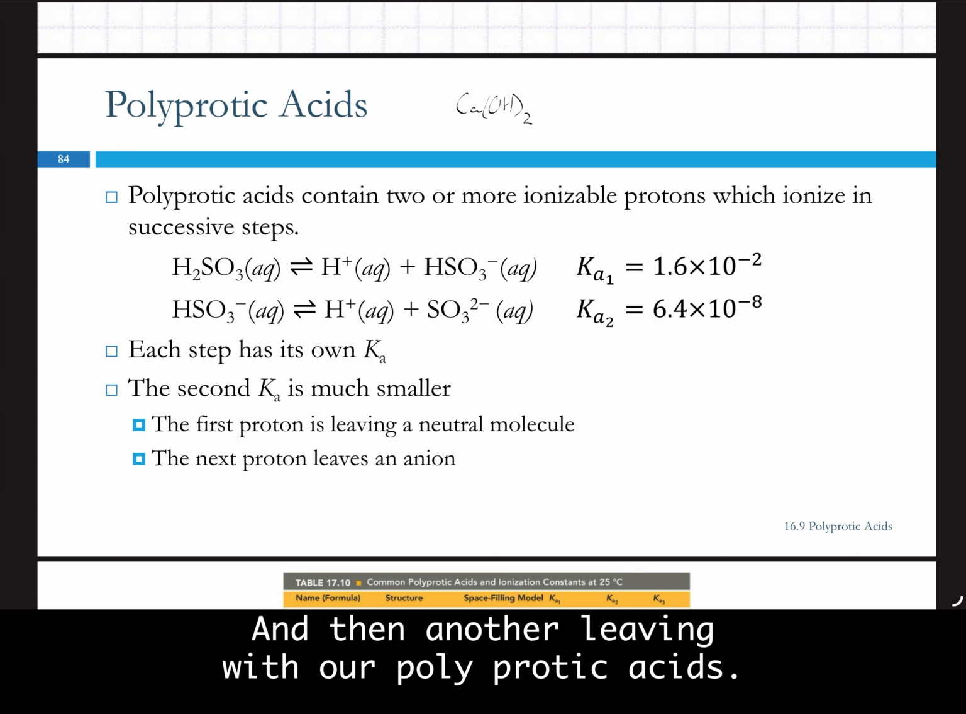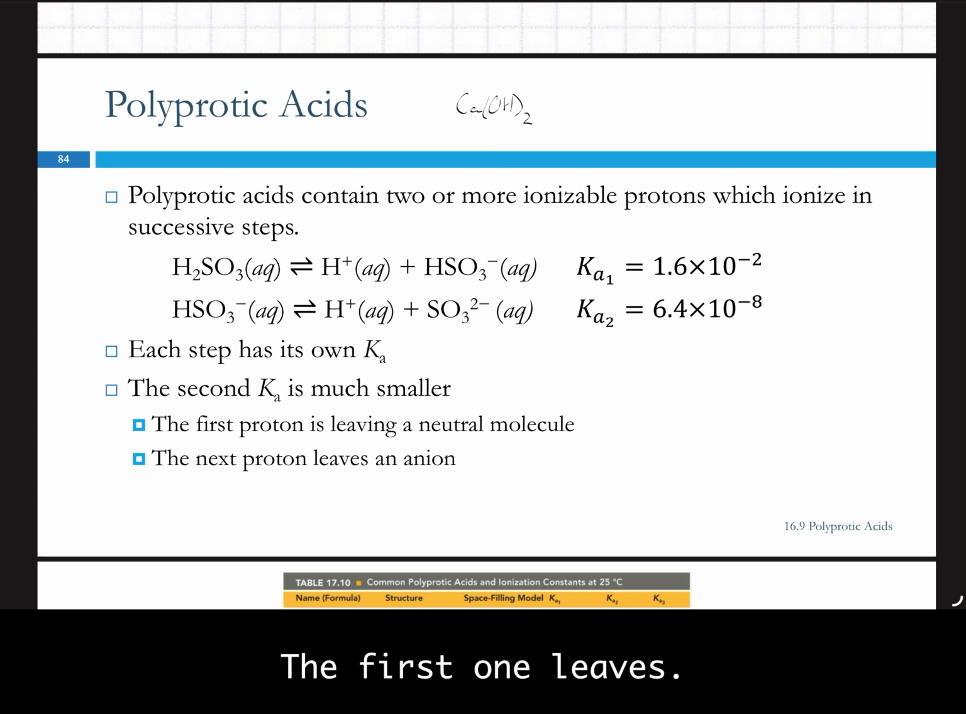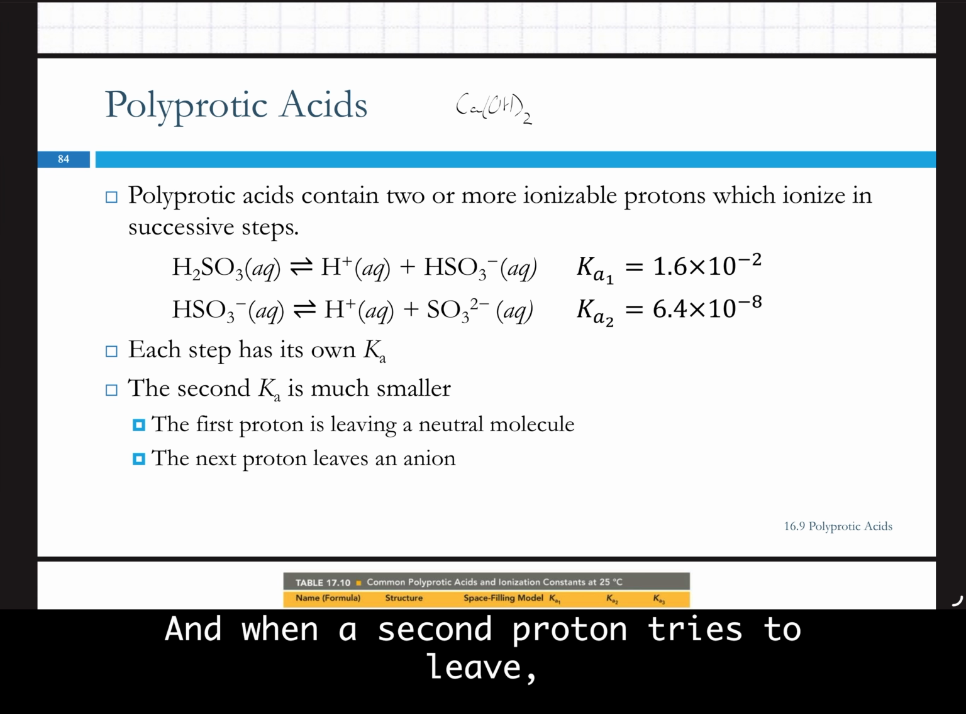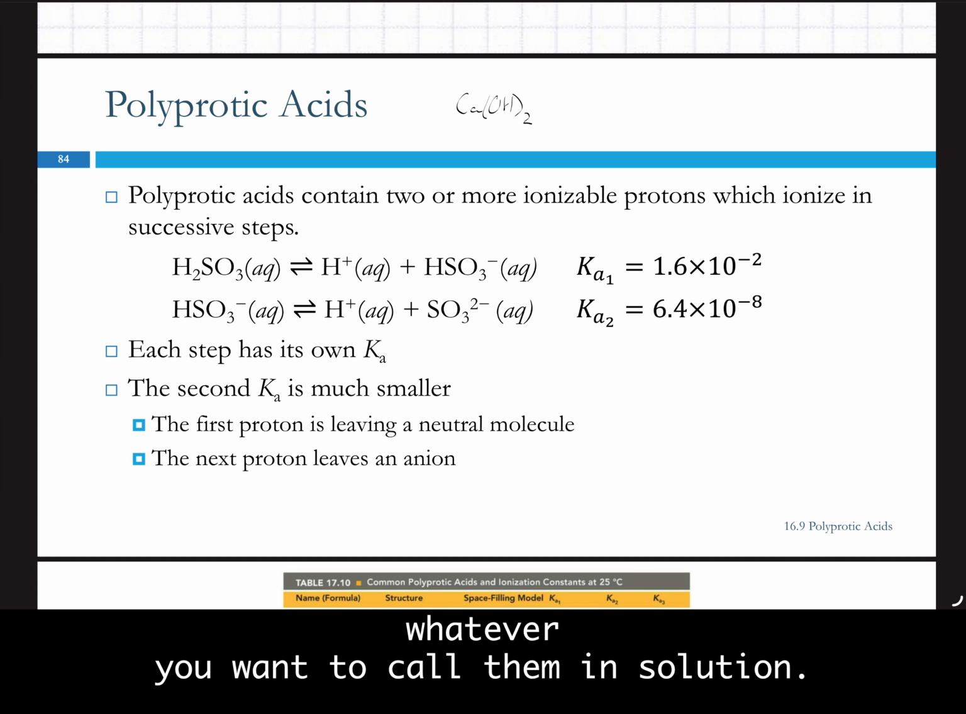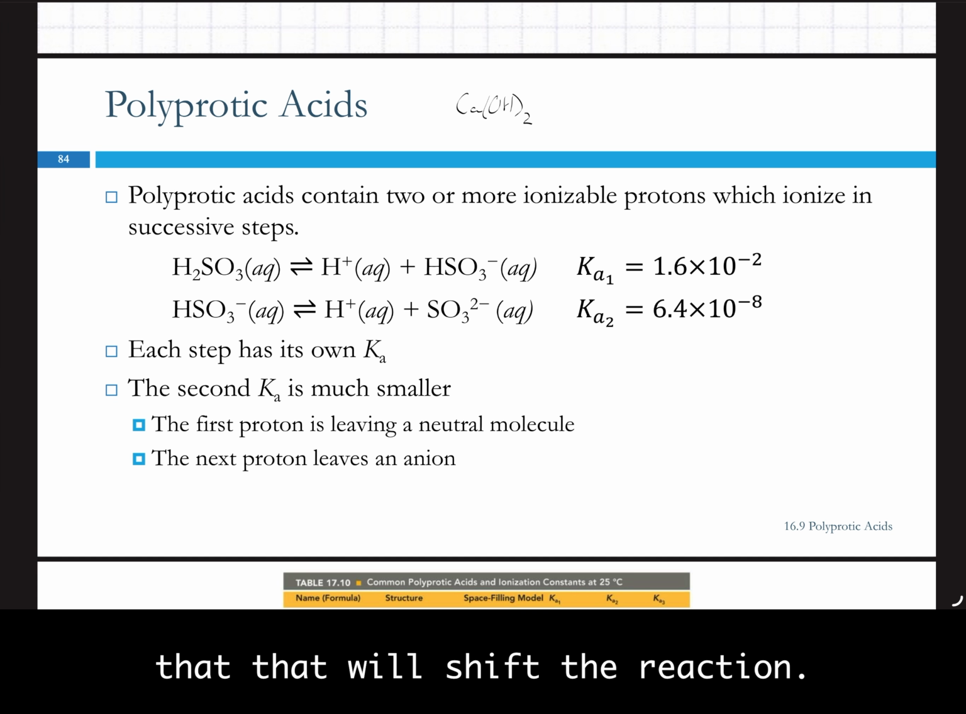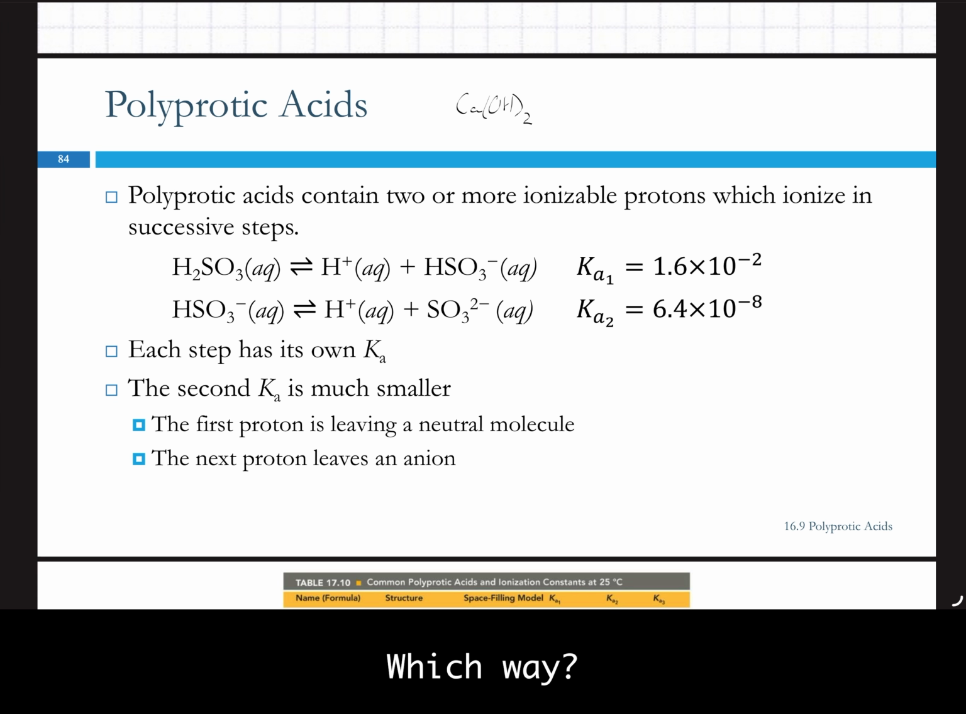With our polyprotic acids, the first one leaves, and now that's in solution. It's floating around. And when a second proton tries to leave, there are already hydrogens, H3O plus, protons, whatever you want to call them, in solution, and Le Chatelier's principle says that that will shift the reaction which way? To the left.